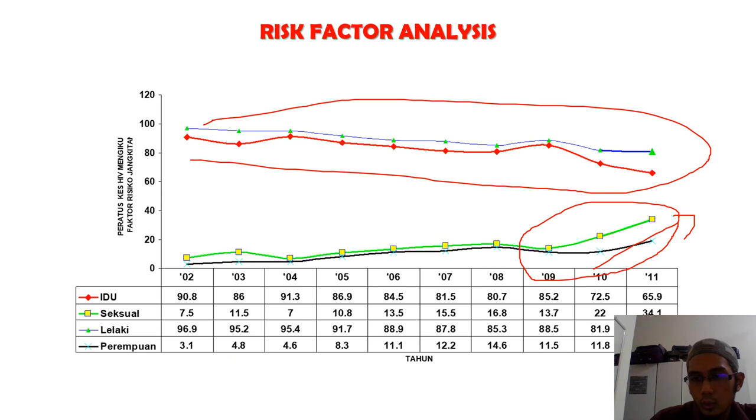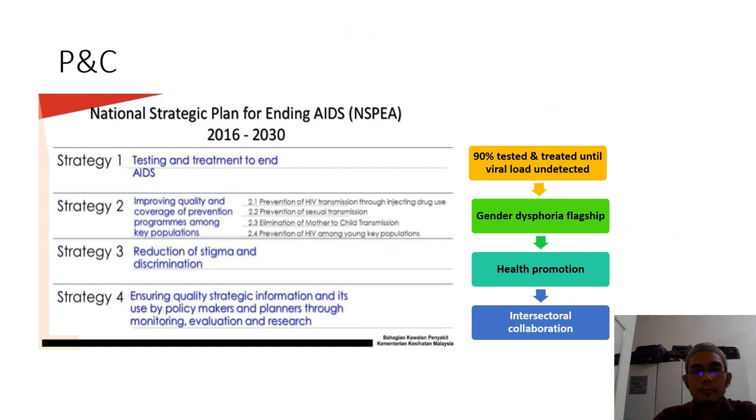Apart from the homosexual, of course, the sex between males, the sexual activities, the prostitution also contribute to this, as well as those who are not screened for HIV. So therefore, we can see that the trend of risk factor is going differently as compared to previous years.